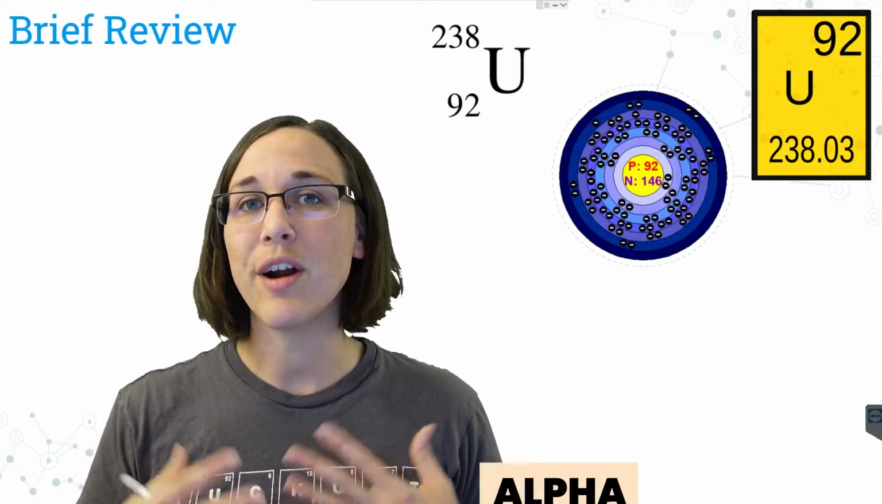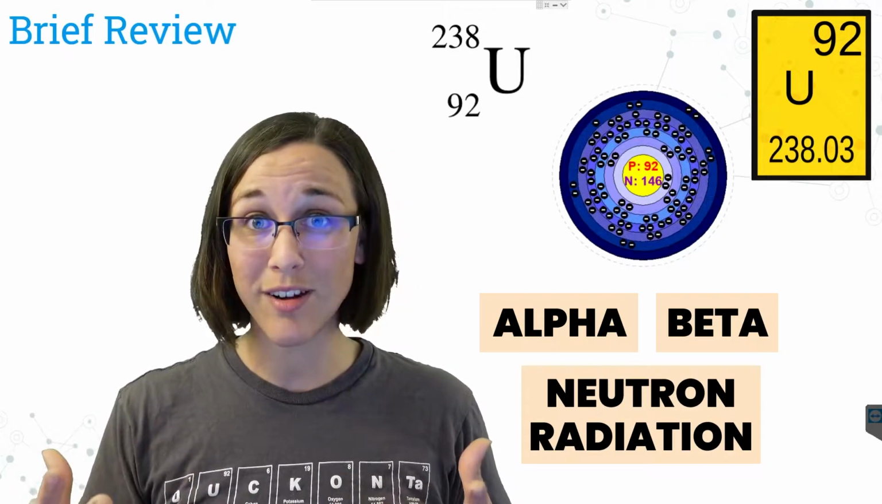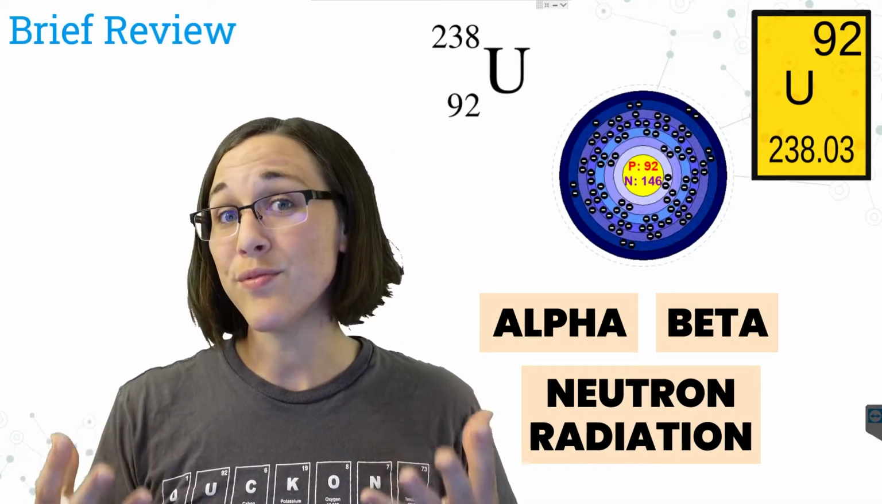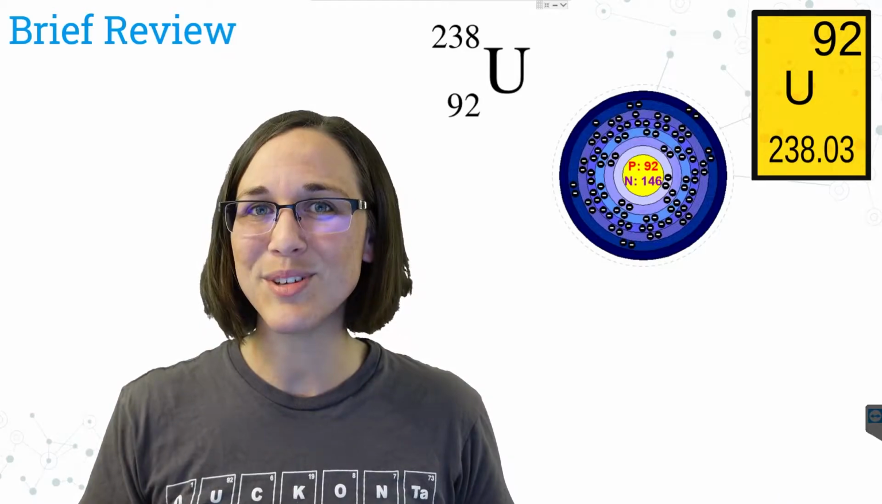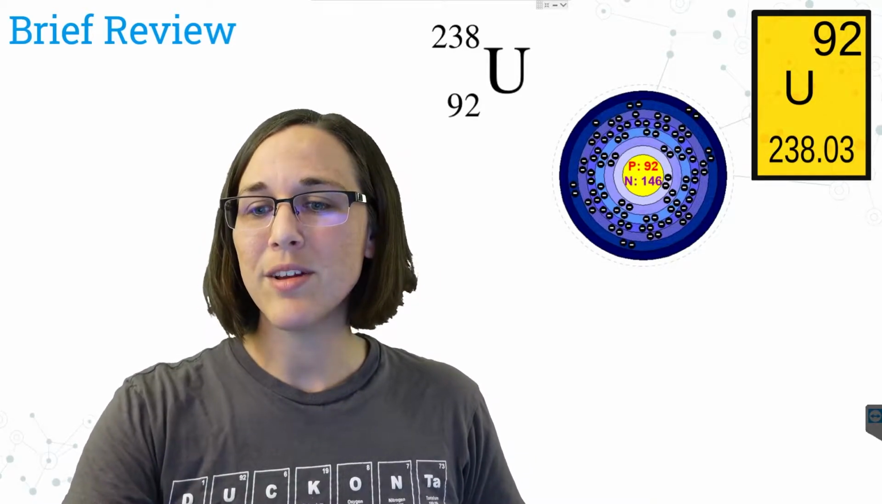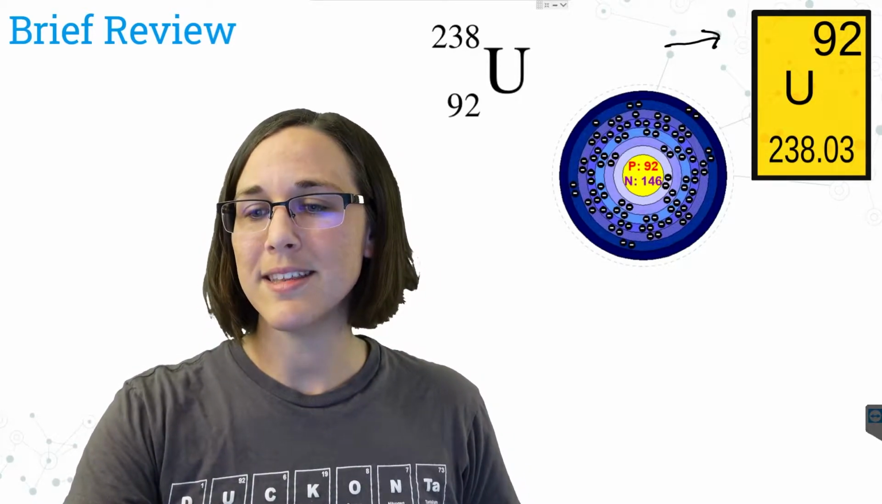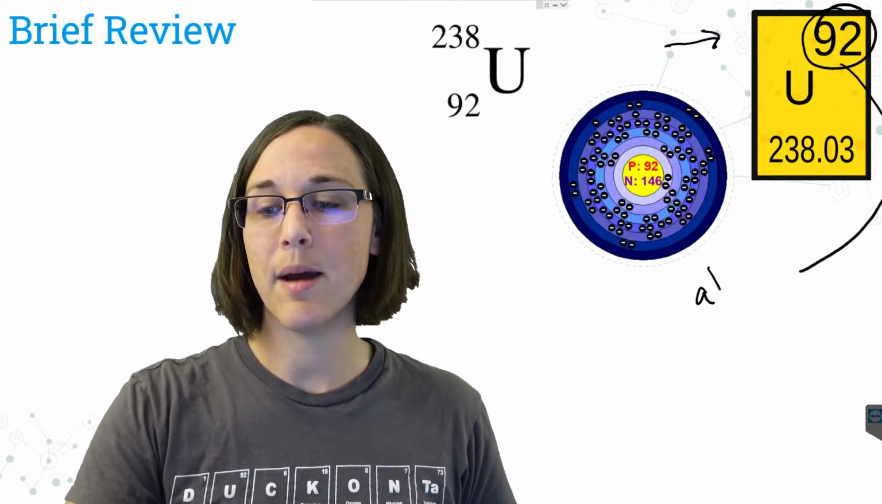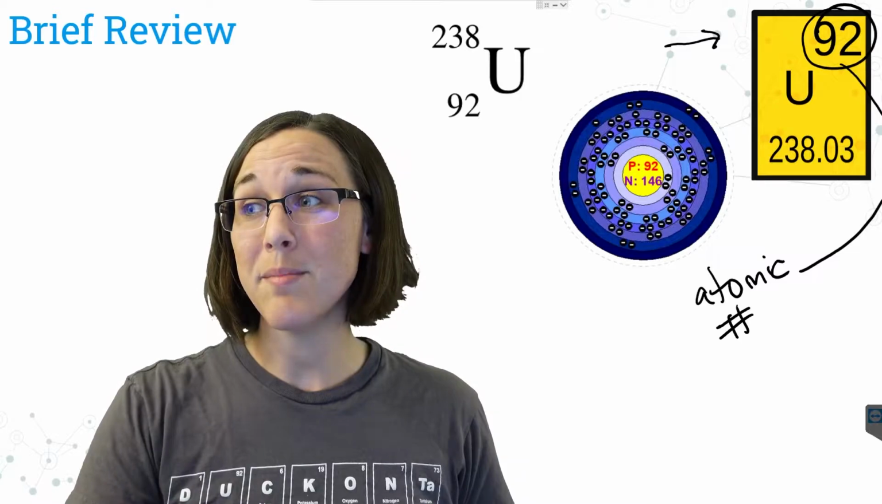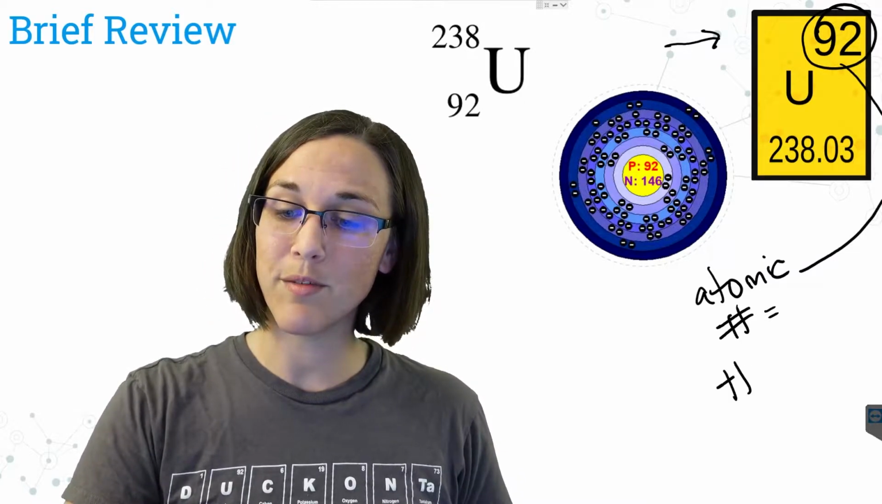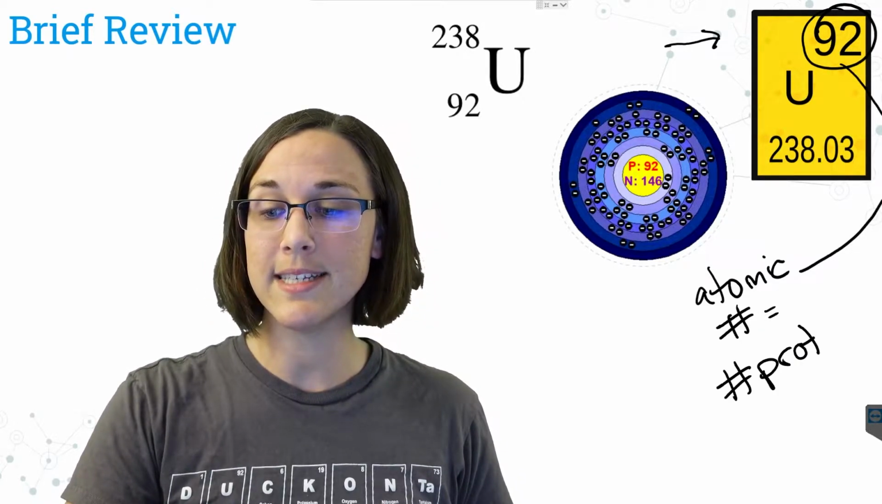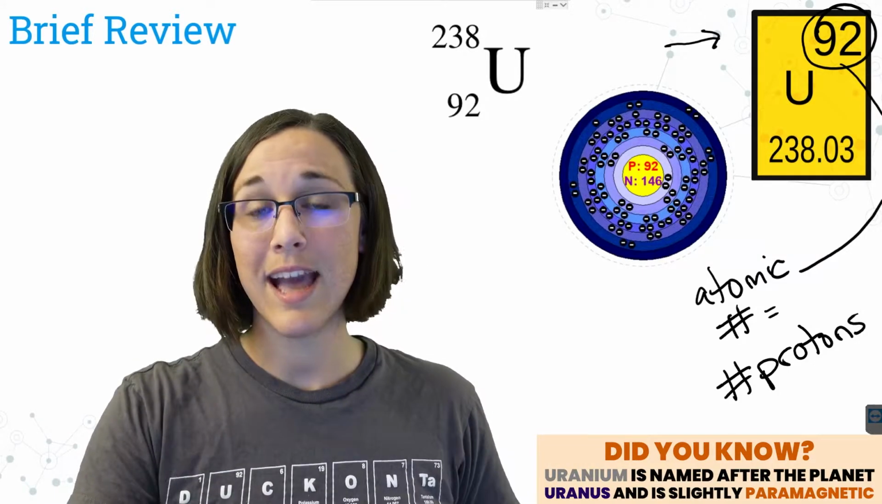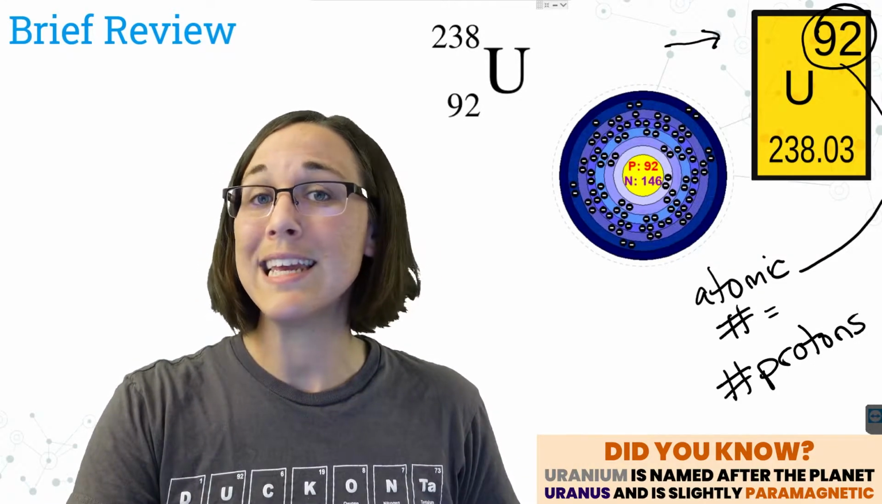Before we can solve for alpha, beta, and neutron radiation, we're going to need to first know the notation of nuclear chemistry. Back in the day, we learned from the periodic table elements that this upper right-hand corner represents the atomic number. And that atomic number is also equal to the number of protons that that element possesses. So in this case, uranium has 92 protons located in its nucleus.